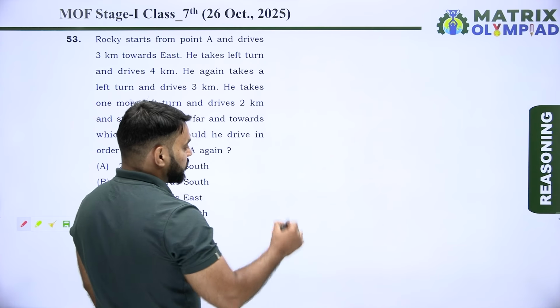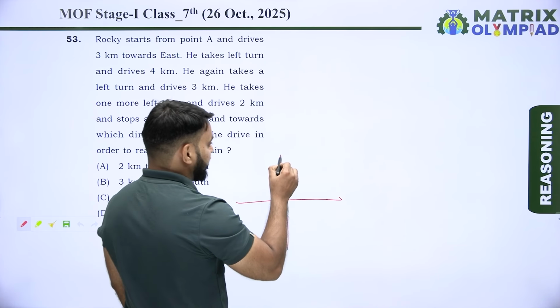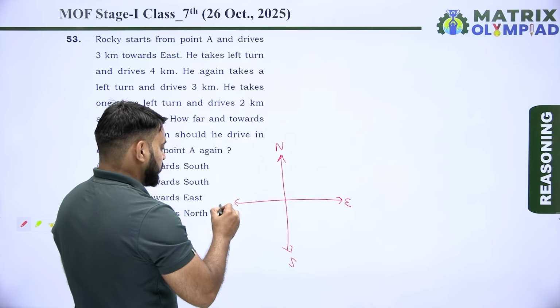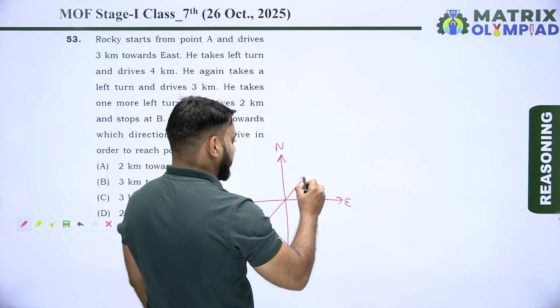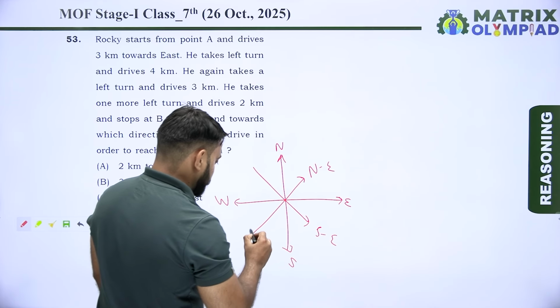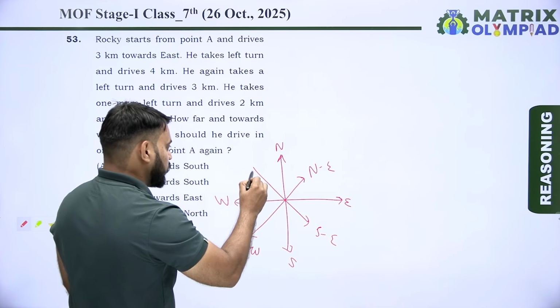Before starting this question, we should know that there are 4 types of main directions. This is north, this is east, this is south, and this is west. And there are 4 types of cardinal directions. This is northeast, this is southeast, this is southwest, and this is northwest.